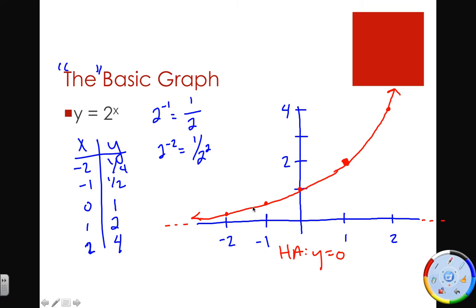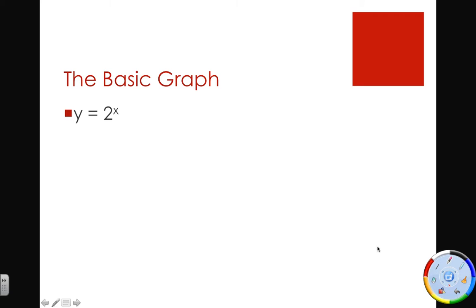It's a growth. And by the way, I'm going to mention this now. This is a growth model, because as x goes positive, or as x gets bigger, y gets bigger. That's a growth model. We have decay models as well. You're going to get an example here in a moment. All right, so that's 2 to the x. Why don't we try 4 to the x?